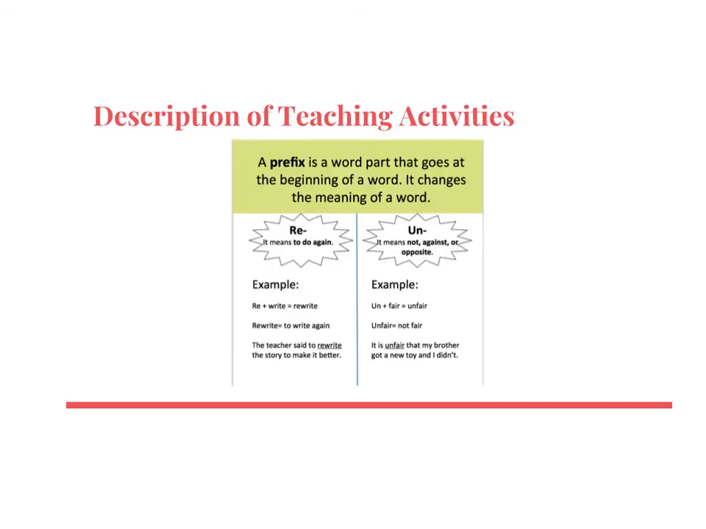A prefix is a word part that goes at the beginning of a word. It changes the meaning of a word. Re means to do again. Example, re plus write equals rewrite. Rewrite is to write again. Un means not, against, or opposite. Example, un plus fair equals unfair. Unfair equals not fair.